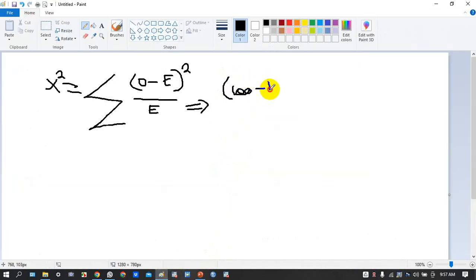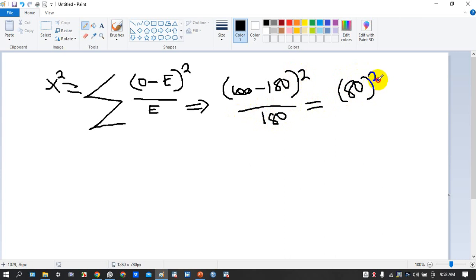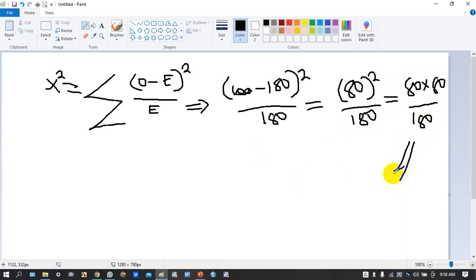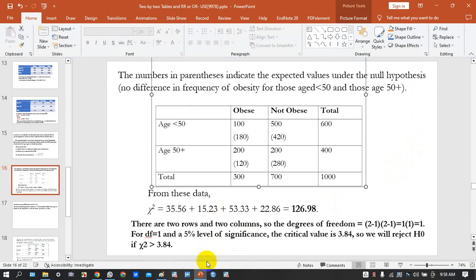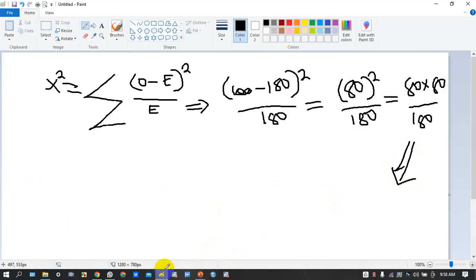So 180 squared over 180. This gives us 80 squared over 180. This gives us 80 times 80 over 180, which gives us 35.56.